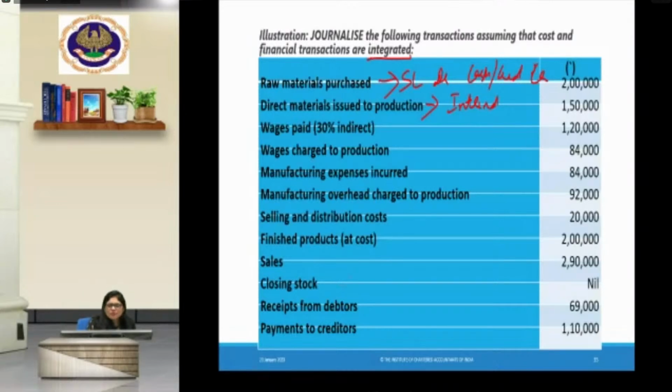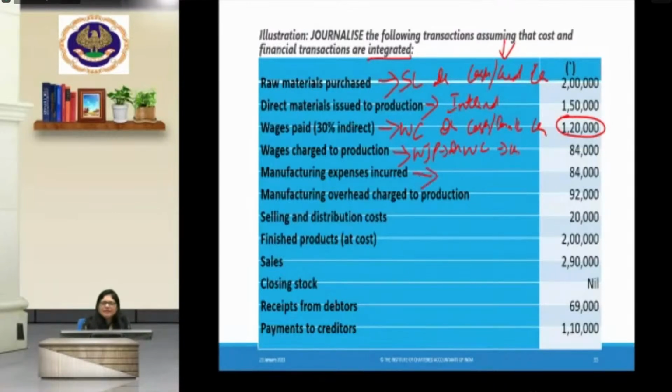Wages paid and charged to production. So wages paid, these are the total wages, and 30% is indirect. So total wages first you have to pay. So wages control account debit, and cash or bank, whatever. Cash or bank credit, in place of CLC. In place of CLC, cash or bank or creditor will be credited. Clear? So the only difference is we have to replace CLC. We don't have to open CLC. Rest, everything will mostly remain the same. Clear? So wages control account debit to cash or bank. Wages charged to production: now this is an internal transfer, WIP debit to wages control account. So this will be debited and this will be credited. Internal transfers will have no change.